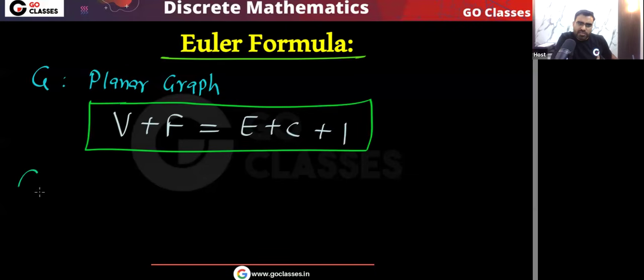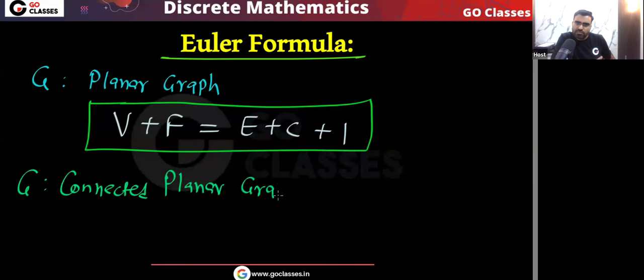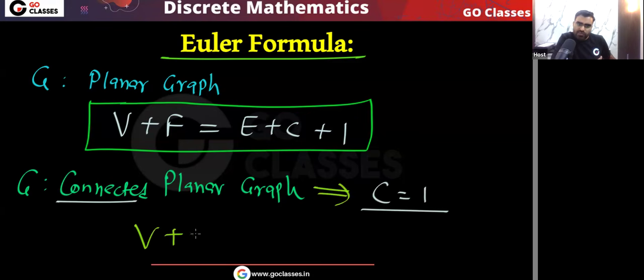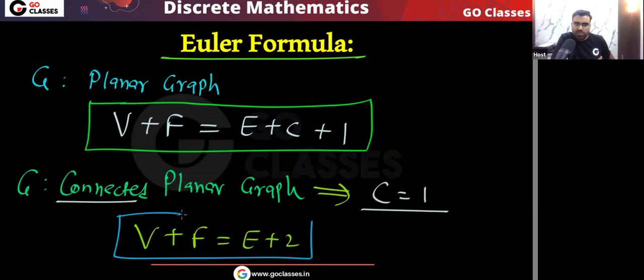Tell me one thing. If the graph is a connected planar graph, then how will this change? Very simple. If your graph is a connected planar graph, then the number of components will become 1. There will be only one component. So now your formula will become V plus F equals E plus 2. This is the formula for a connected planar graph, and the earlier one is the formula for all planar graphs. Very simple, I hope you understood.